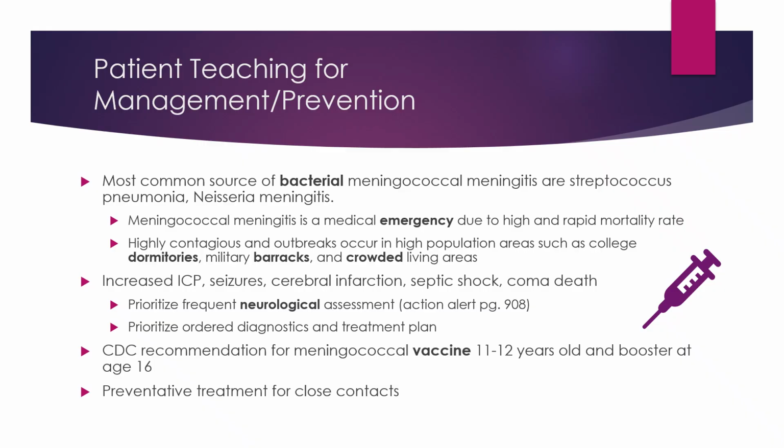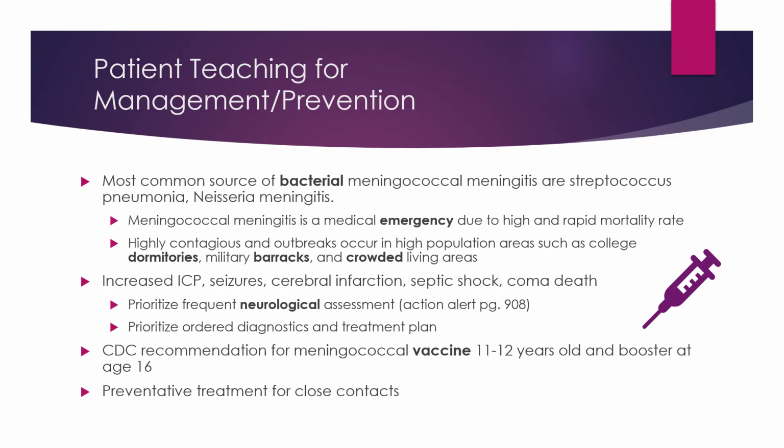So for patient teaching and management prevention, we want to communicate that the most common source of bacterial meningococcal meningitis are Streptococcus pneumoniae and Neisseria meningitidis. Meningococcal meningitis is a medical emergency because it has a high and rapid mortality rate. It's highly contagious, and outbreaks usually occur in high population areas such as college dormitories, military barracks, and crowded living areas.